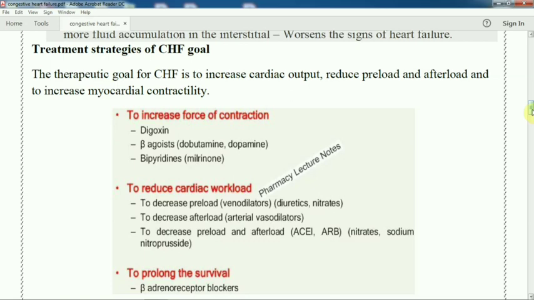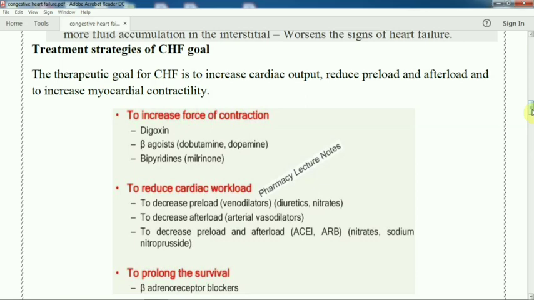So how does cardiac output increase? To reduce the preload, to reduce the afterload, and to increase the myocardial contractility. To increase force of contraction, what are the drugs we are using? Digoxin, beta agonists, bipyridines. To reduce cardiac workload, to decrease the preload.